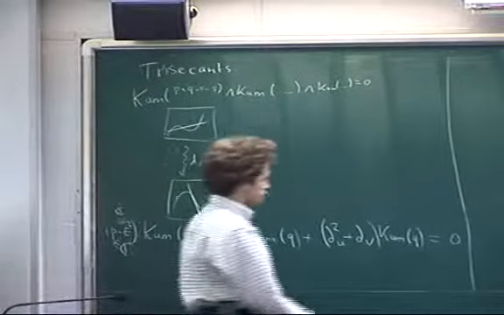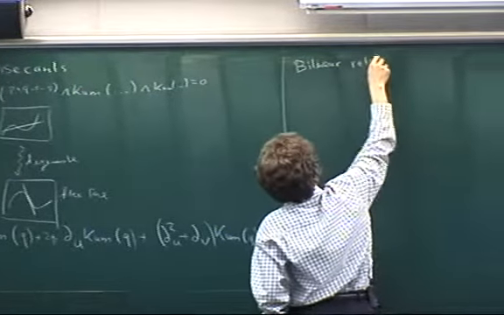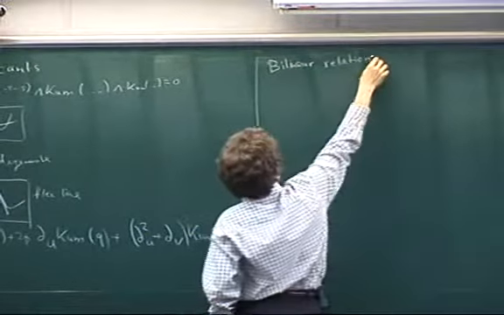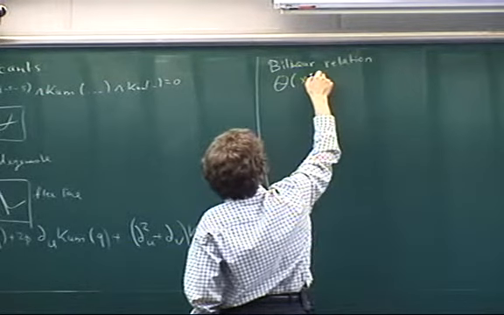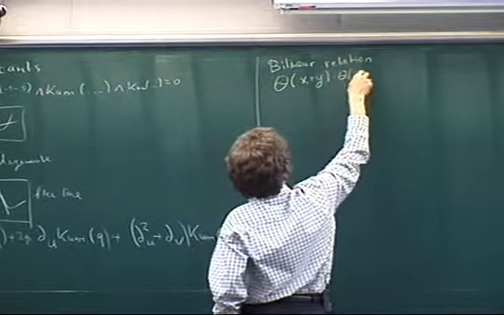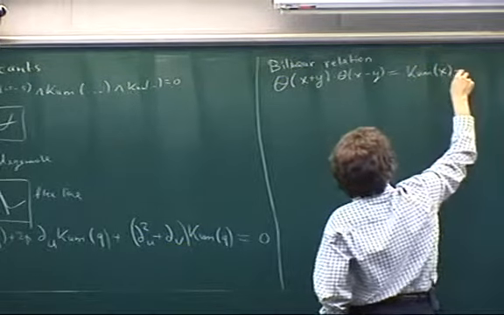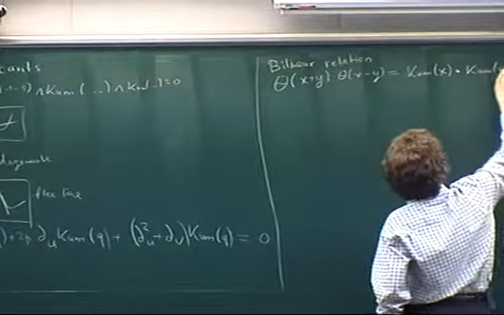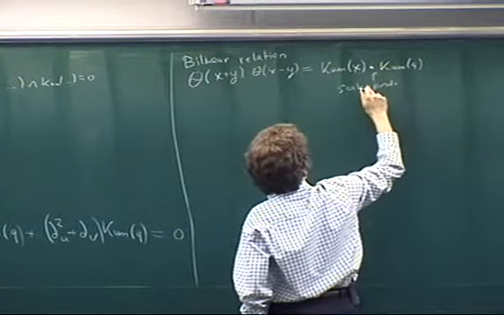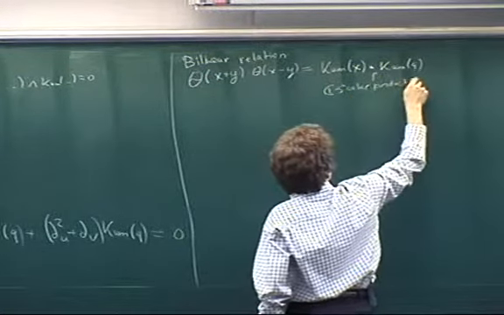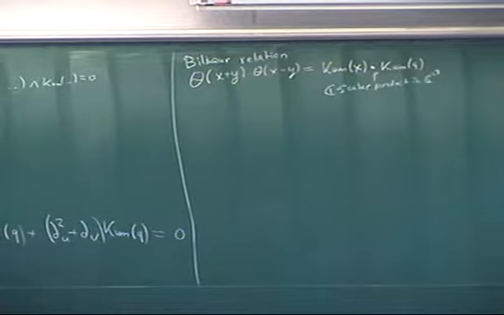So by now I want to remind you that there is a bilinear relation which tells you the following, essentially, that if you were to take theta of x plus y times theta of x minus y, this is equal to the Kummer image of x dot the Kummer image of y. So this is the scalar product in C to the 2G. It's not the Hermitian product. This was the bilinear relation. I'm just writing it sort of in this way.